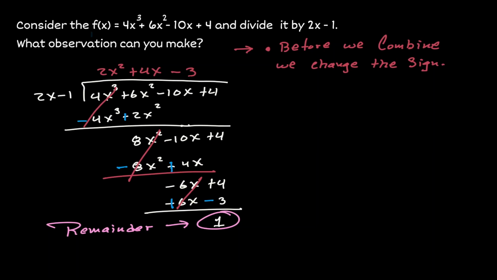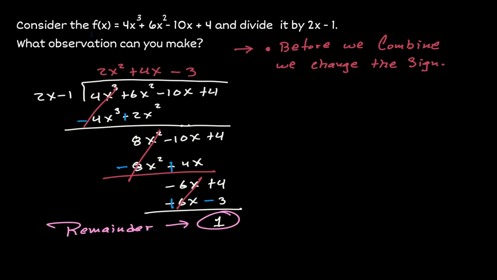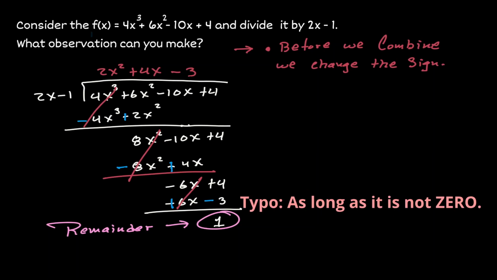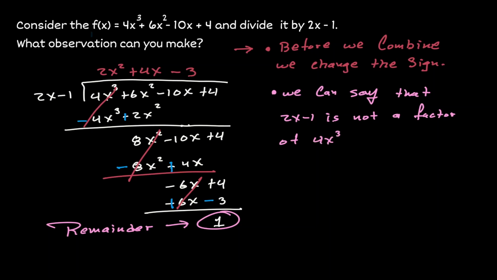If we ever end up with a remainder that is not 0, it does not matter what the value is, as long as it's not 0, then we can say that what we divided by is not a factor of f of x. Which in this case, we can say that the expression 2x minus 1 is not a factor of the expression 4x to the third plus 6x minus 10 plus 4.